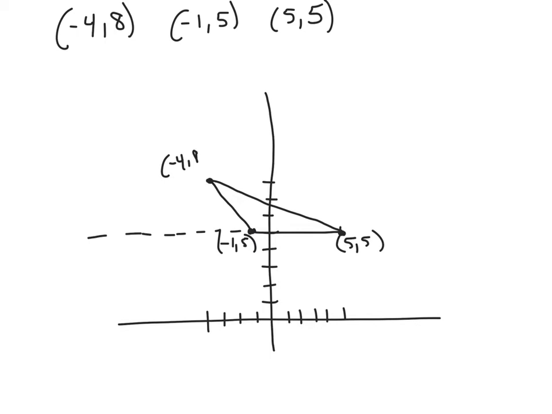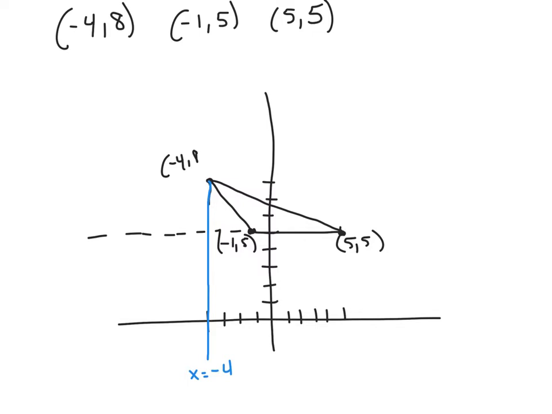If this is a horizontal line, the altitude from the point negative 4, 8 down is going to be a vertical line because it needs to be perpendicular. And a vertical line is perpendicular to a horizontal line. And this is going to be vertical at x equals negative 4, because if you look here, that's where the x is at negative 4. Right? Okay, good.